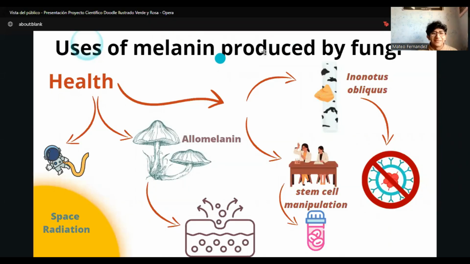The first topic is health. The unique properties of melanin allow it to have diverse applications in the field of human health within the pharmaceutical industry. Currently, melanin has been proposed as a potential vehicle to protect astronauts from space radiation. Particle radiation is of particular concern in space travel, specifically because it can generate secondary radiation when interacting with space suits or spacecraft components.